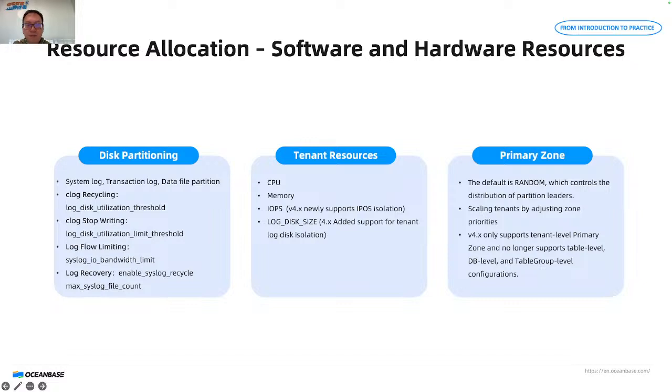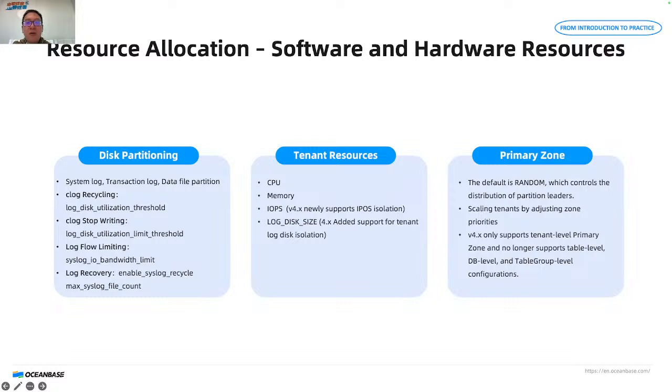Disk usage requires special attention, as the OB server writes three types of data files. There are system logs, transaction logs, and data files. Deploying this on a single disk can lead to bottlenecks due to resource contention. Therefore, when resources permit, we recommend using three separate SSD disks. If only one disk is available, partitioning the logical volume or disk array is advisable.